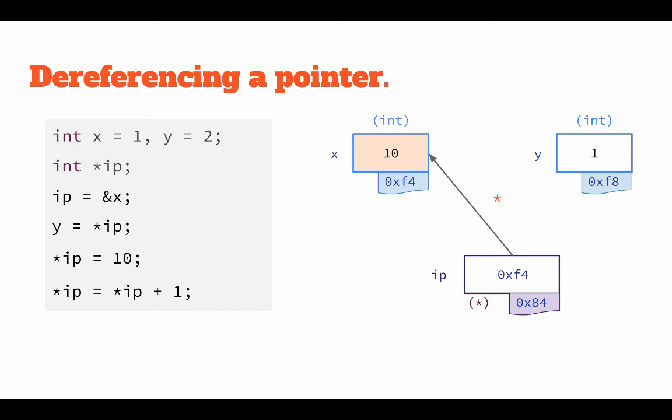So here I'm saying go find the value stored at ip, which is 10, add 1 to it, 11, and assign it back to the value of ip, which is that x slot. So we're putting 11 back in there. It's the exact same thing as saying x equals x plus 1.